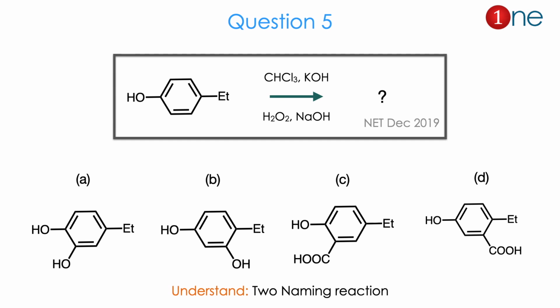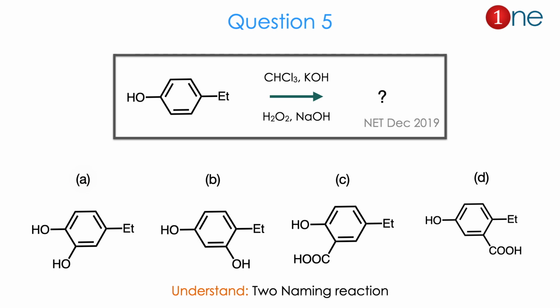Then question number 5. The starting material is phenol with an ethyl group at the para position. You are using chloroform and potassium hydroxide. Next, you are using peroxide and base. Here they ask you to find the product. The products are a new OH introduced in the system, in the ortho or the meta position, or an acid introduced in the system in ortho or the meta.